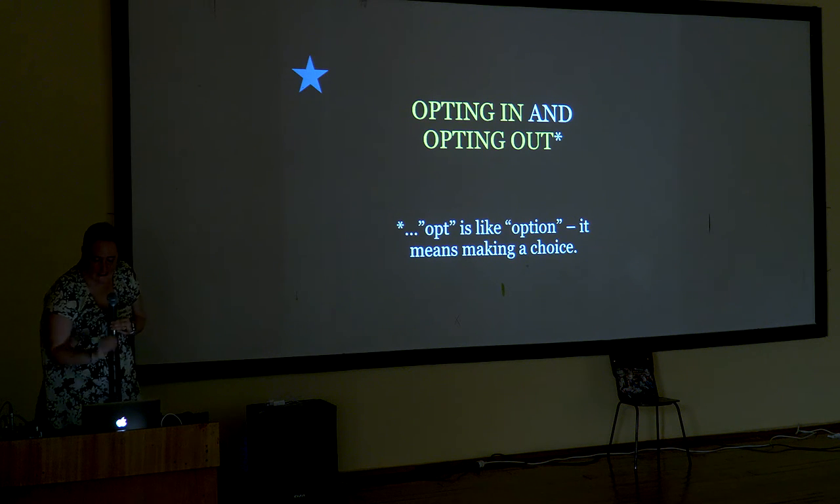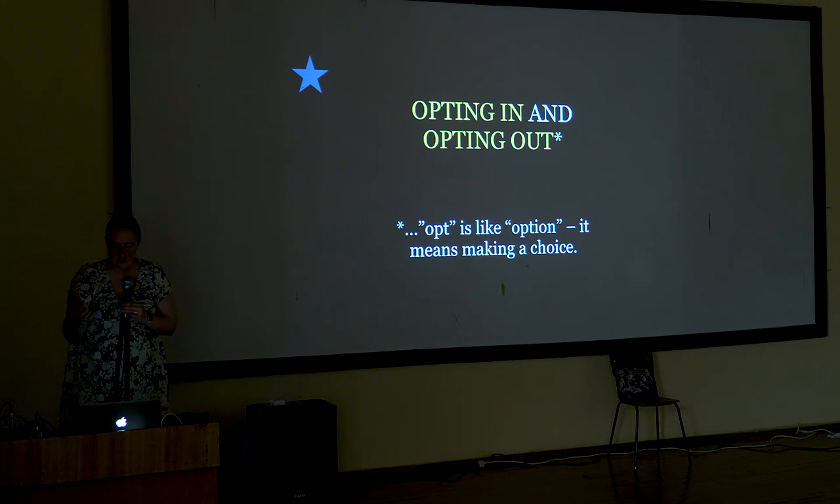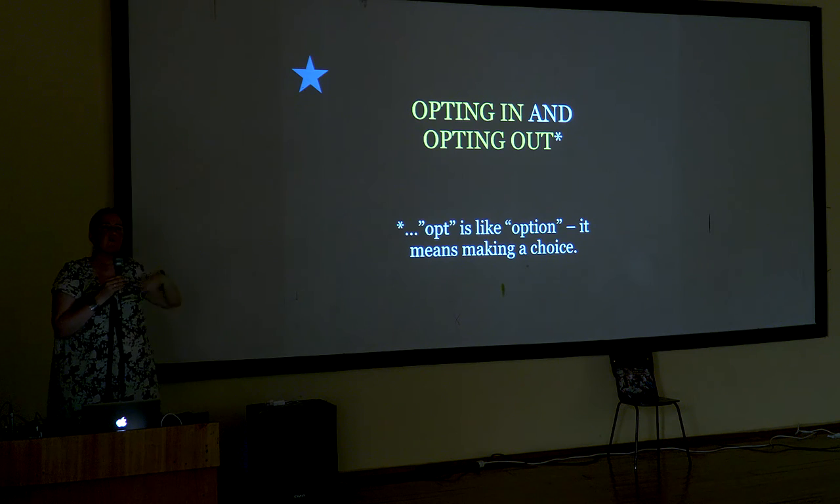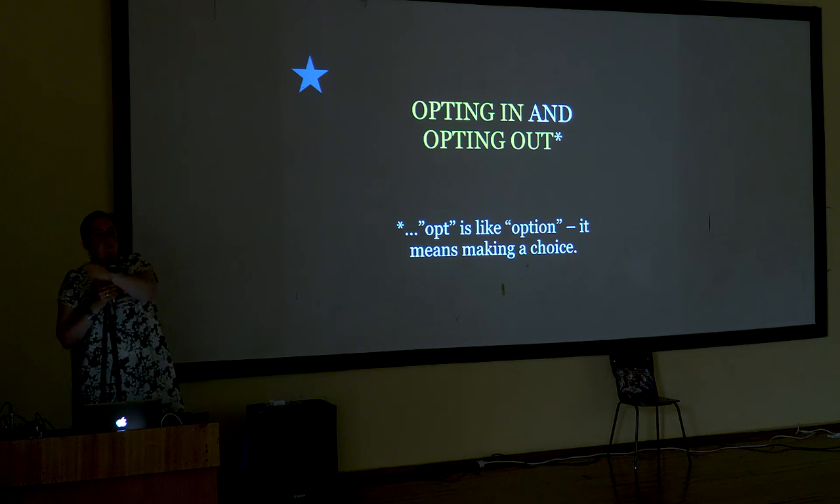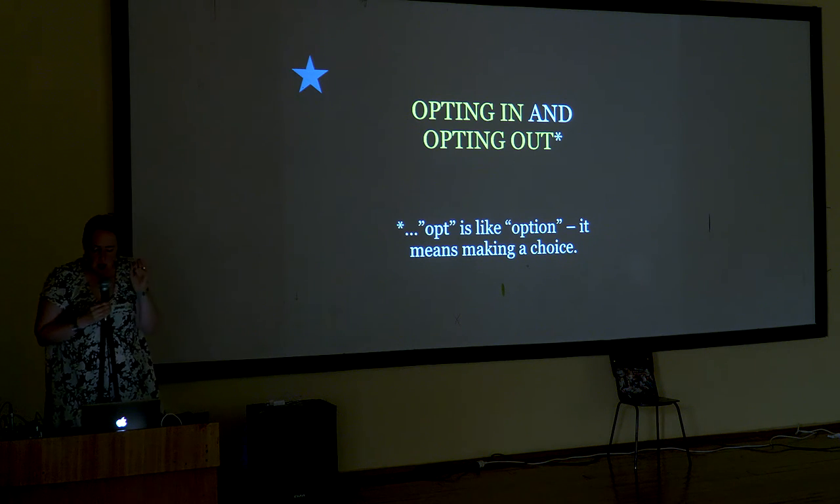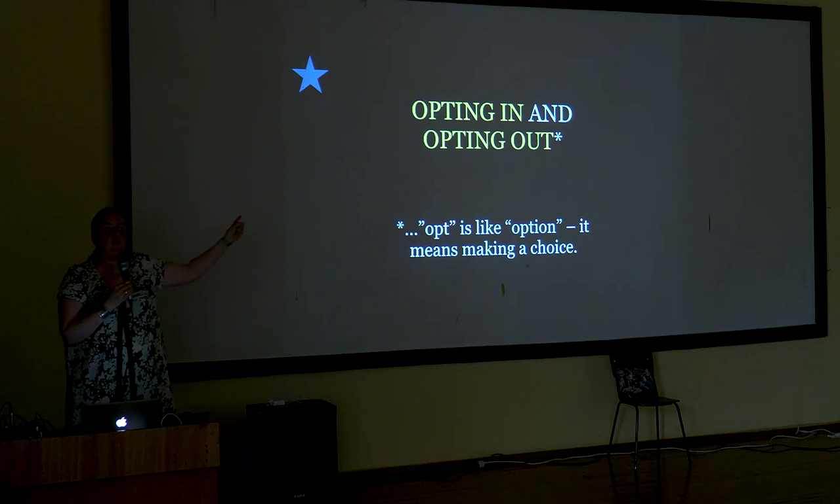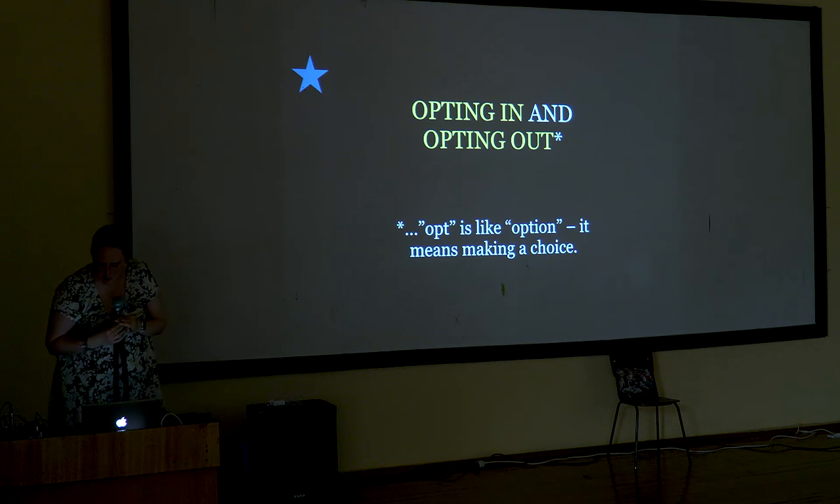So, designing alibi is one tool to enable participation, and then we have this idea of opting in and opting out. Opt is like option, it means making a choice. I'm choosing to be in, or I'm choosing to remove myself from the situation. This is about giving your participants power to be responsible for their own experience. You empower them to opt in and opt out.